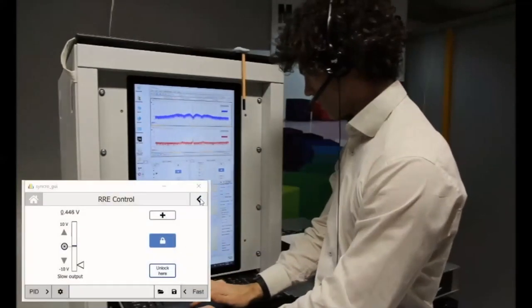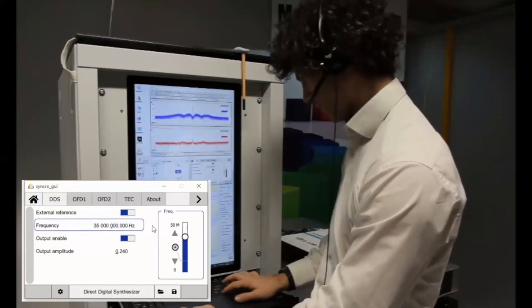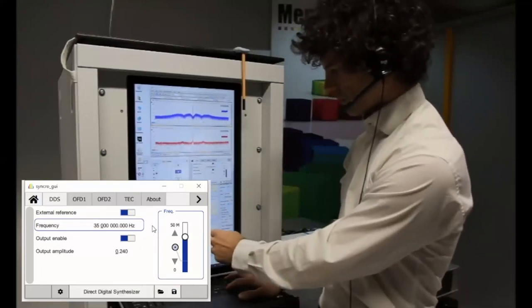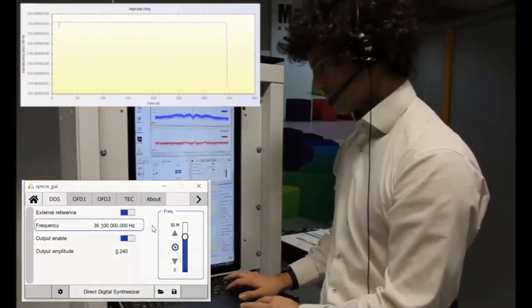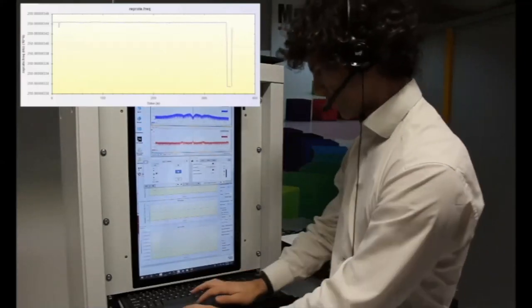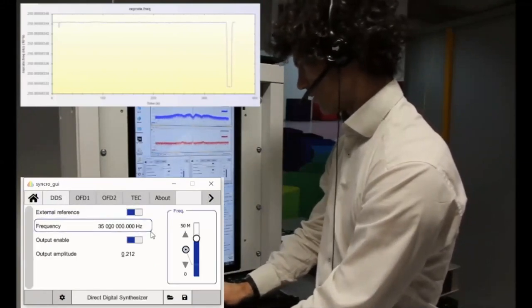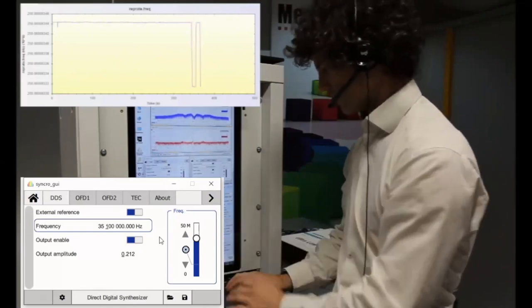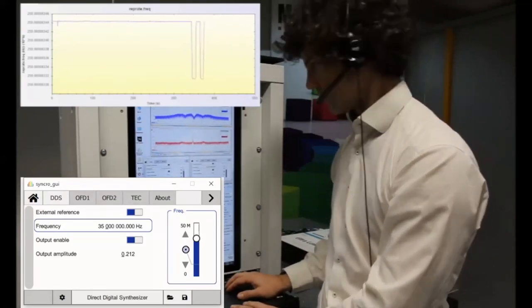So we have here our optical lock. We go to the synthesizer, go to the 35 megahertz, and we now increase the lock frequency. If you look at the repetition rate here, we see that the frequency is going down. So this means we have a positive CW beat. Then we go back, and let's do the same for the CEO beat. Go to the synthesizer, go to the 35 megahertz, change the frequency, increase it, and we also see that the repetition rate is going down. So this means we also have a positive CEO beat.